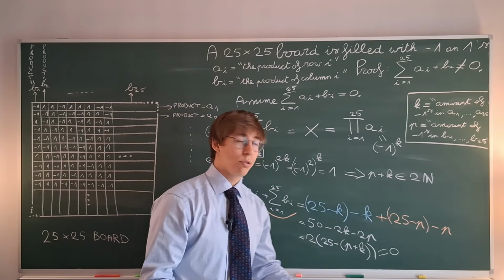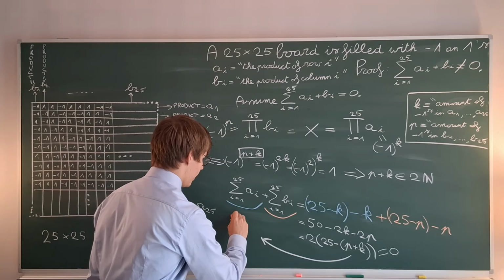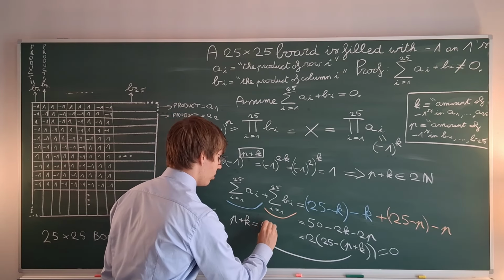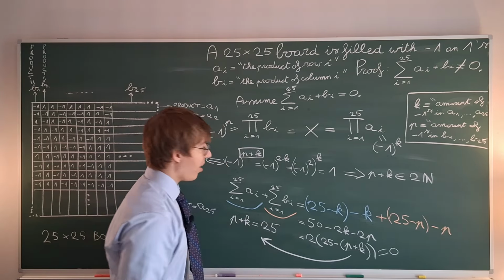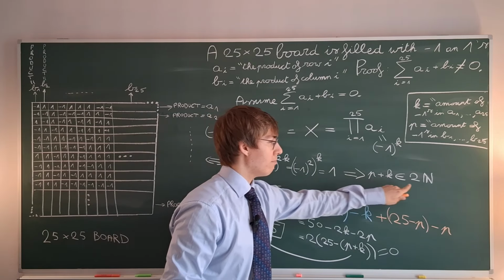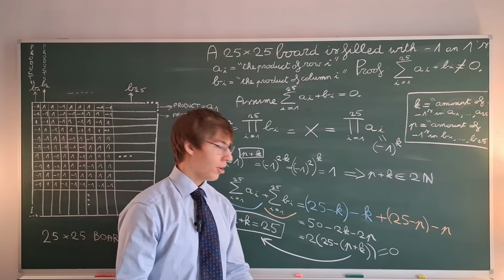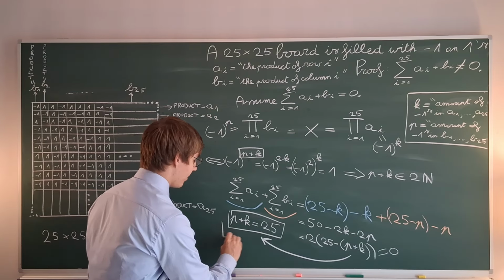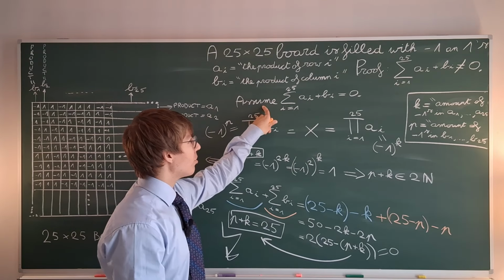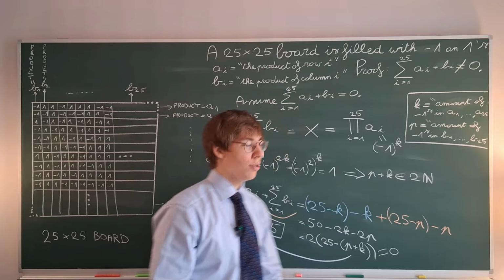But 2 is not equal to 0. So that means that p plus k must be equal to 25. But we knew that p plus k must be an even integer, and 25 is odd. So we have arrived at a contradiction. And that means our assumption is wrong, and in fact, this sum is not equal to 0.